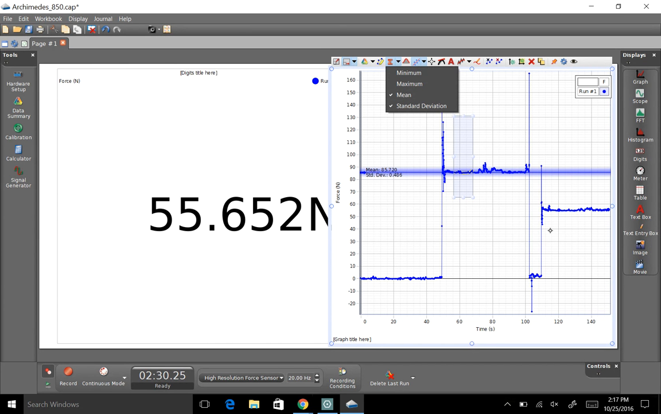So I'm going to have my mass there is 85.7 plus or minus 0.5 for my mass of the object.